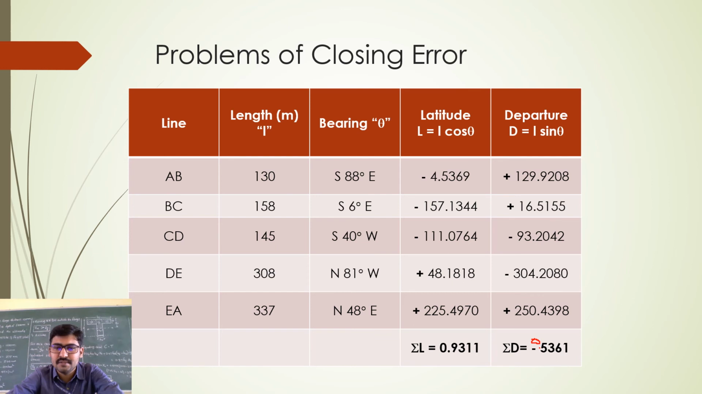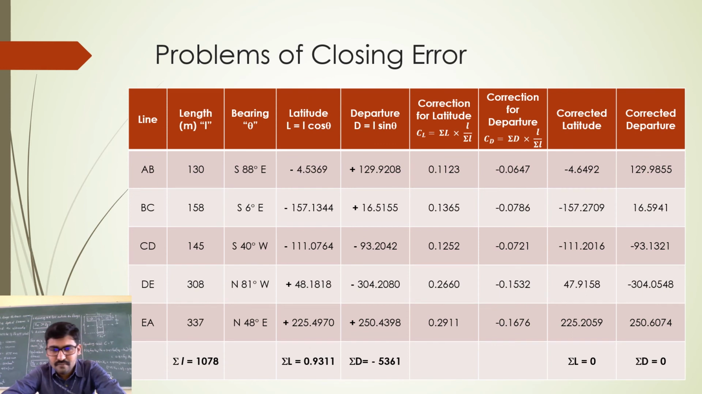So now by this you understood that there is a closing error. How to rectify latitudes and departures? How to correct the latitude and departure? Let us see that now. If you look at the table, you can understand that half of the table is ready now: line, length, bearing, latitude and departure, till this column. That is what you have got here, right? The next four columns are the ones you are supposed to have: correction for latitude, correction for departure, corrected latitude and corrected departure.